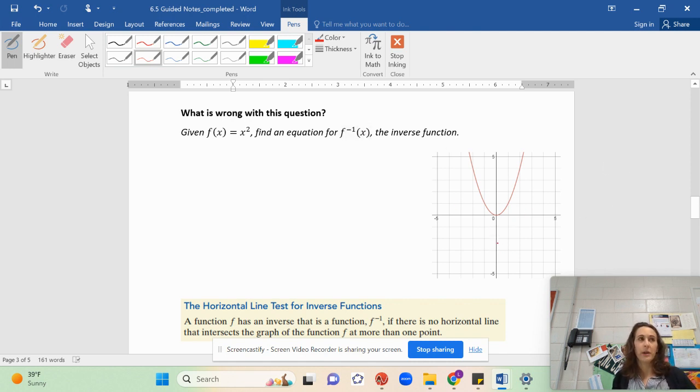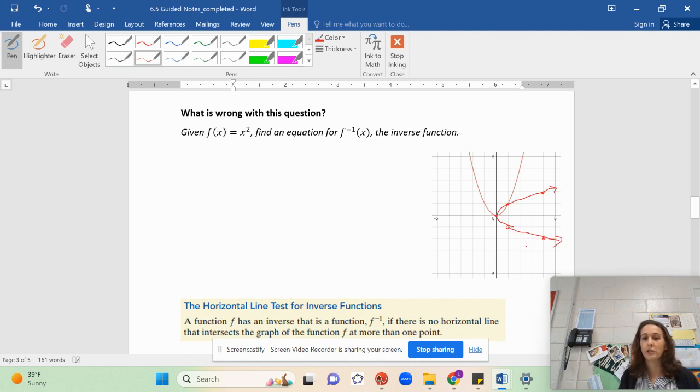Well, the inverse function would switch the x's and y's. And so if we had a point at 0, 0, the inverse would also have a point at 0, 0. 1, 1 stays 1, 1. The point at 2, 4 would become a point at 4, 2. The point at negative 1, 1 would be at 1, negative 1. And so you can imagine that the inverse function would look like the parabola turned on its side. Well, that's a bit of an issue for us because that is no longer a function.